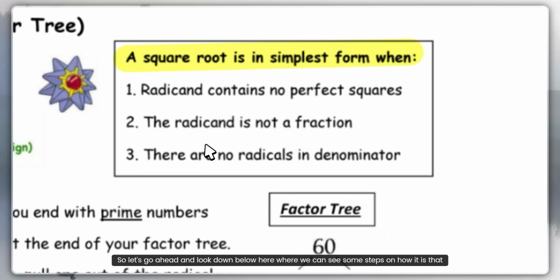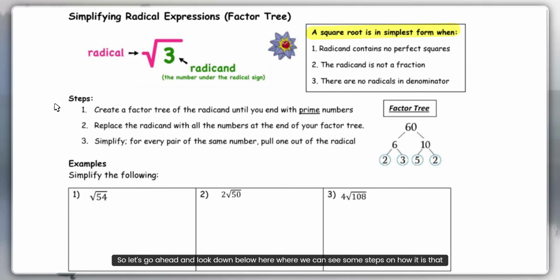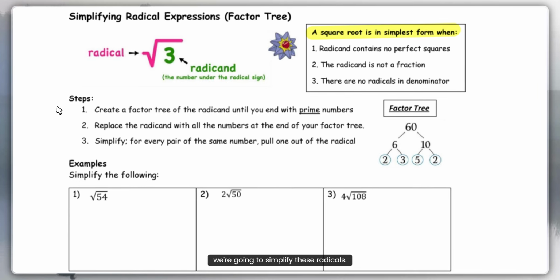So let's go ahead and look down below here where we can see some steps on how we're going to simplify these radicals. Step number 1 consists of creating a factor tree of the radicand until you end with prime numbers. A factor tree consists of splitting up that number under the square root into two numbers that multiply to give us it, or in this case, the example we have here is 60. Now you're going to keep splitting this up until you end with prime numbers.